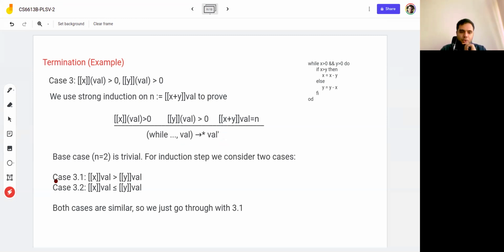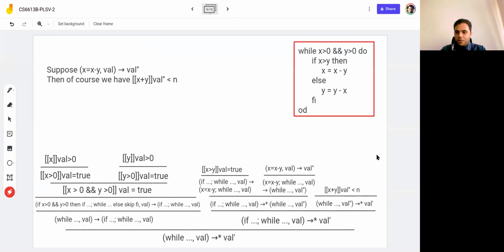Now we do another case analysis for larger n. And the case analysis that we do here is that we basically compare x and y, because this is what happens here in this if. So we take two cases, if x is greater than y or if x is less than or equal to y. And the cases are again similar, so I'm just going to go through one of them. And hold your breath and don't be afraid. This is the proof.